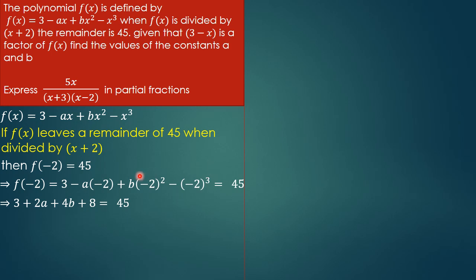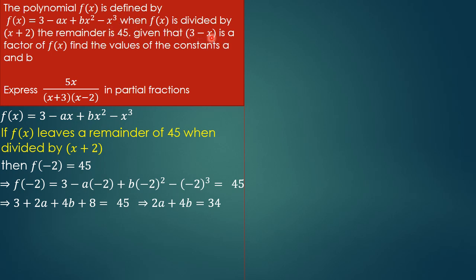Good. Then friends, if we add this 3 and 8, we are going to have 11. Then if we carry it to the right hand side, we are going to have 45 minus 11. So we are simply going to have 2a plus 4b equal to 34, because when you subtract 11 from 45, we simply have 34. Great. So friends, this is for simultaneous equations. This is one of the equations that we have. Keep in mind that we have been given two conditions: that when we divide f of x by x plus 2, it leaves a remainder of 45.